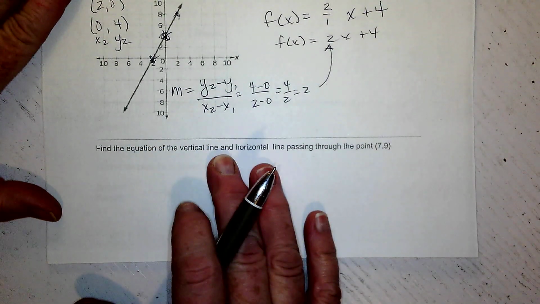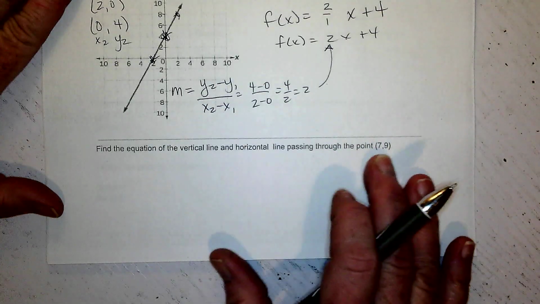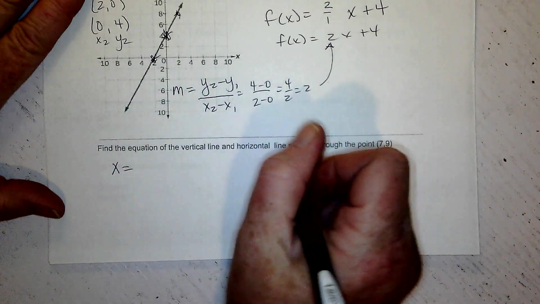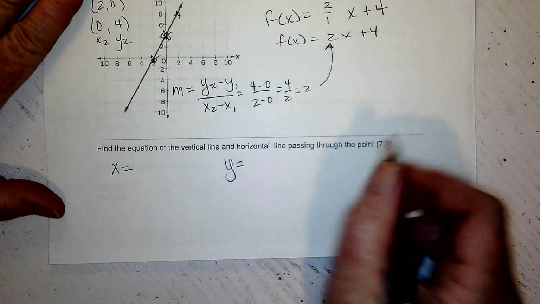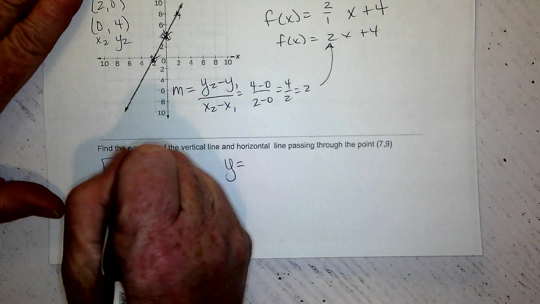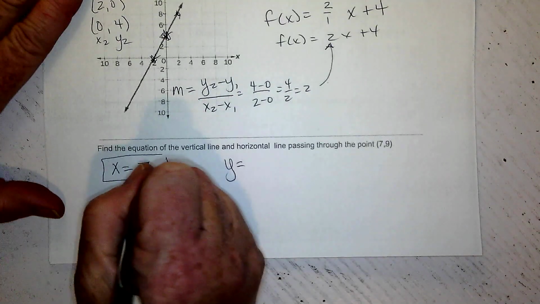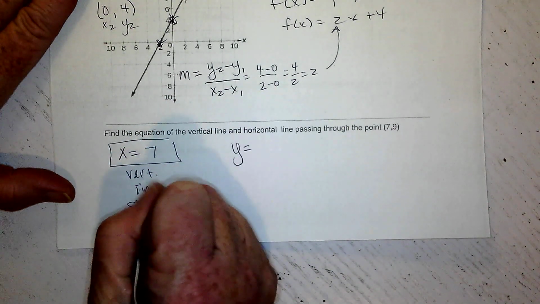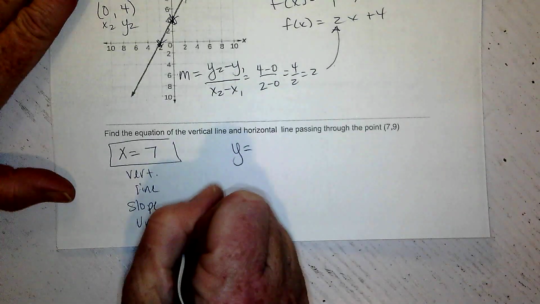Find the equation of the vertical line and horizontal line passing through this point. Well, vertical lines are x equals, horizontal lines are y equals. X in this point is 7. There is my answer for my vertical line. Also know that the slope for my vertical line is undefined, just in case.